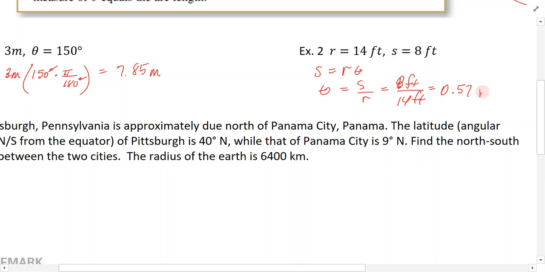So I would say that this would be 0.57 radians. Do you understand that? That the formula by default gave me radians, gave me an angle in radians. All right.